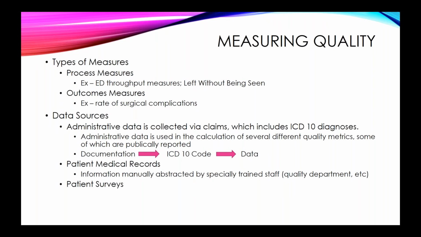What's confusing, I think, for a lot of people when they're looking at data and trying to understand what they're reading is that it's hard to understand what you're reading if you don't know where the data comes from. So administrative data is collected via claims, which includes the ICD-10 diagnoses. Administrative data is used in the calculation of several different quality metrics, and a lot of those metrics are publicly reported. So if you've heard of Leapfrog, your CMS star rating, things like that, a lot of that information is claims-based or administrative data, and that is reflective directly of what was put on the claim.